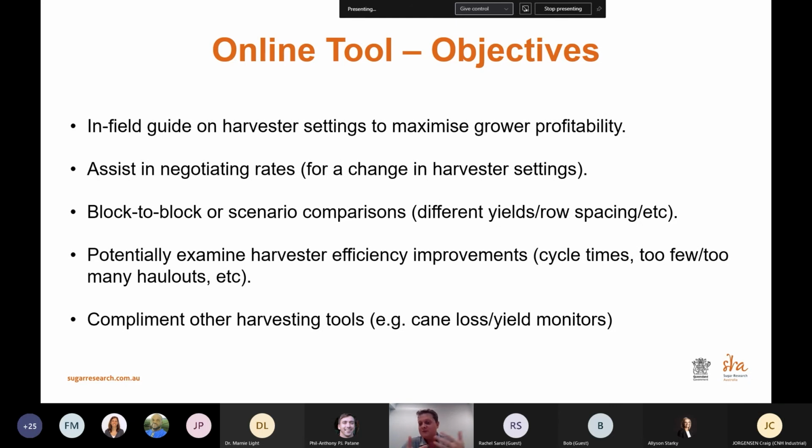And of course, the answer is there is none, unless you can actually identify those particular scenarios. You know, is it wet, is it dry, what variety, etc. Then you can possibly get to that answer. But we're hoping this tool will provide some of that information for you in the future.